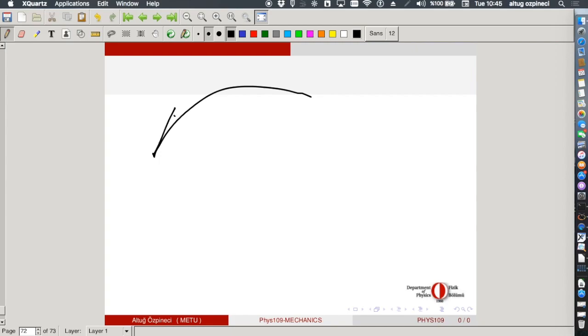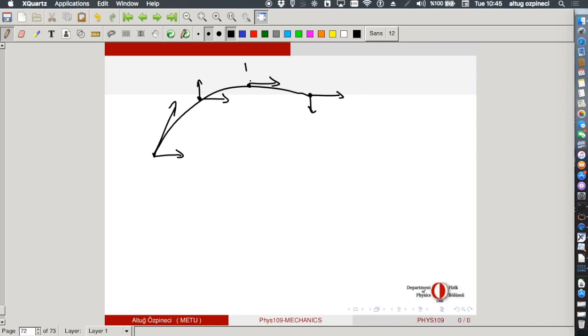If this is the initial velocity at this point, the horizontal component of the velocity is still the same. It doesn't change. That is what we had seen. But the vertical component gets smaller, until at this point we have the same horizontal component and there is no vertical component of the velocity. After that point, the horizontal component is still the same, and the vertical component starts to grow in the downward direction. So that's what we know about the velocity.